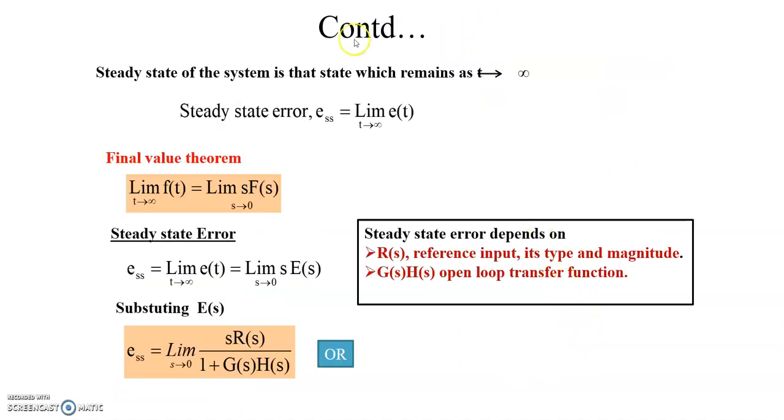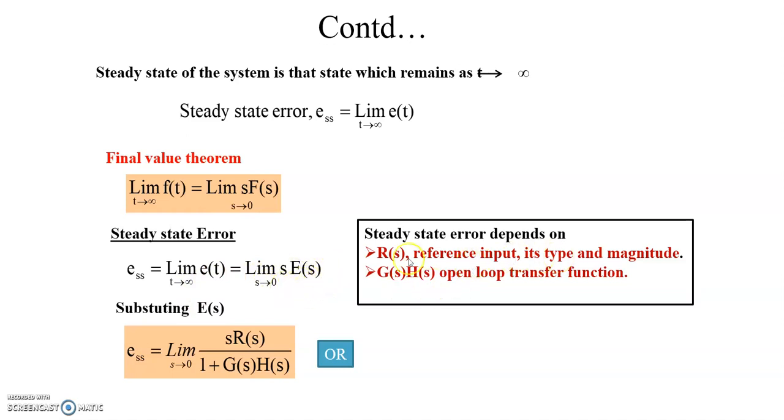Next, the steady state of the system is the state which remains as t tends to infinity. That is, the steady state error is equal to limit t tends to infinity of e of t. The final value theorem, you know this: limit t tends to infinity f of t is equal to limit s tends to 0 of s into F of s. Similarly, you can substitute for the steady state error. So ESS is equal to limit t tends to infinity of e of t, which is equal to limit s tends to 0 of s into E of s.